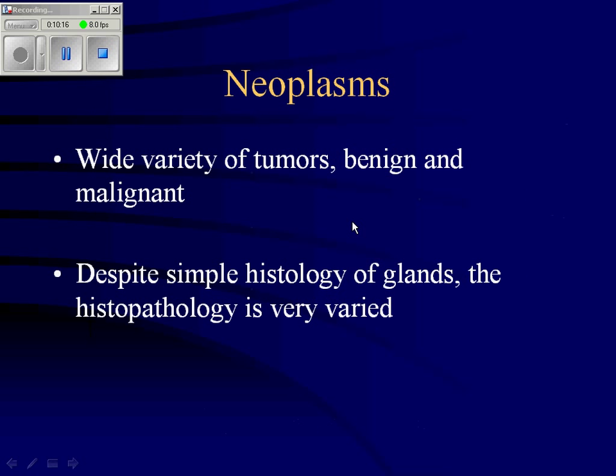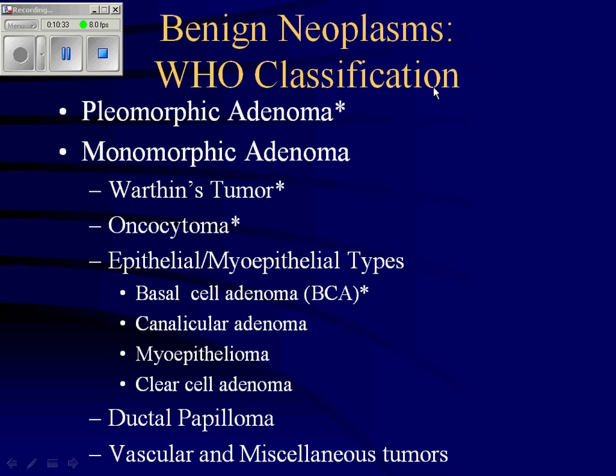Okay, so you can get a lot of tumors in the salivary glands, and both benign and malignant. And although the histology of salivary glands is easy, the pathology is hard, and there's really no way around that. It's kind of interesting, though, and in my experience as a cytopathologist, I actually prefer to see these things in cytopath than in histo. I think it's much easier to make the diagnoses in cyto.